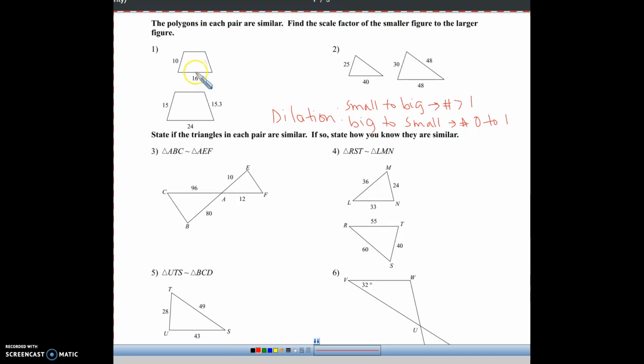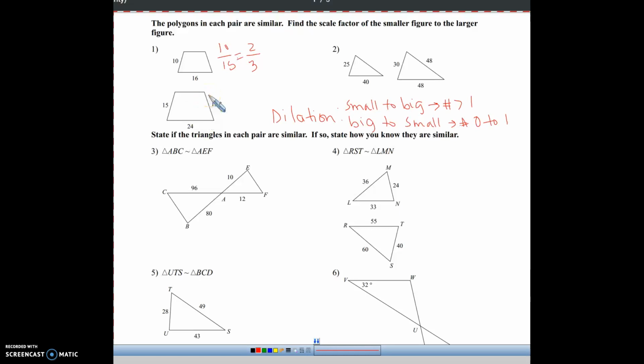So number 1, we're going from small to big. So that means that my scale factor has to be bigger than 1. So all I'm going to do is take, it doesn't matter which way you go, and I'm going to show you why in just a second, but all you got to do is put a corresponding side. So I can put 10 over 15, and I'm going to reduce that by 5. That is 2 over 3. Now, is 2/3 bigger than 1? No, it is not. So that can't be our scale factor, because going from small to getting bigger, it has to be bigger than 1.